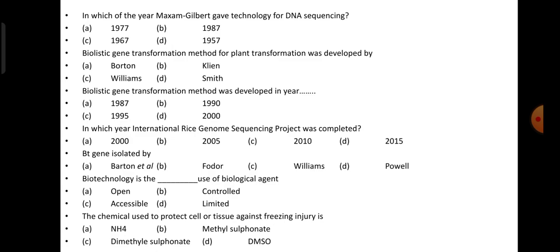The chemical used to protect cell or tissue against freezing injury. As you know, freezing injury is the major problem under tissue culture. So there are four options given: NH4, methyl sulfonate, dimethyl sulfonate, and DMSO. The chemicals used in tissue culture and their purposes are discussed in detail in a separate video, already available in this channel. So the answer here is DMSO.